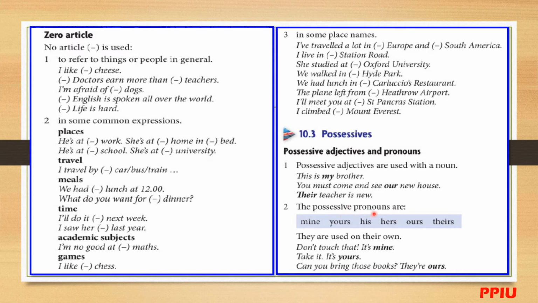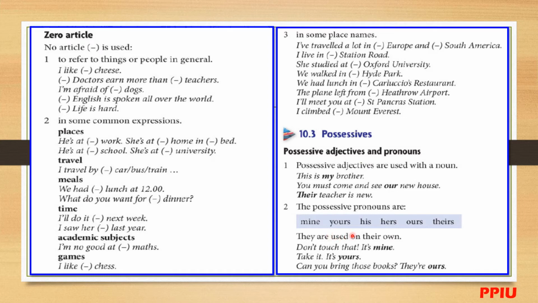The possessive pronouns are mine, yours, his, hers, ours, theirs. They are used on their own. Don't touch that, it's mine. Take it, it's yours. Can you bring those books? They're ours.